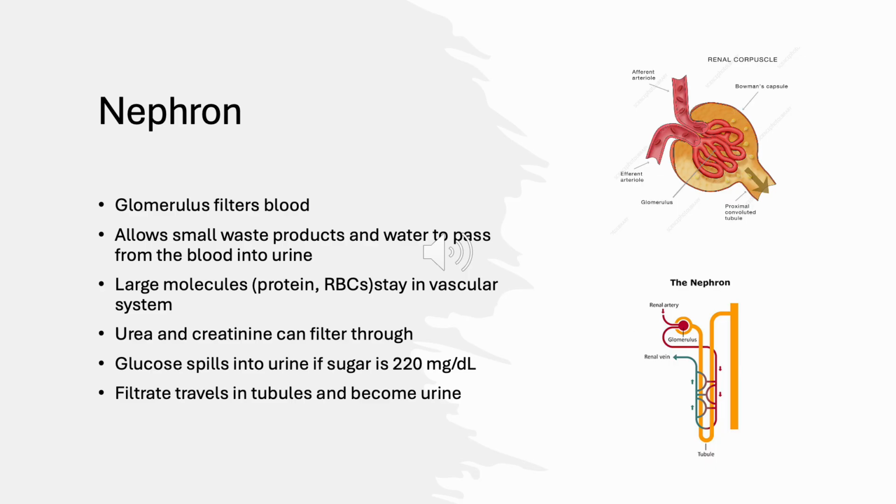Filtrate, which is what filters through the glomerulus, blood, into the urine, okay, travels in the tubules and becomes urine, okay? So that was pretty painless, right? But you learned that you should not see large molecules in your urine, protein and red blood cells, okay? And that you should have a normal BUN and creatinine if the kidney's working properly.